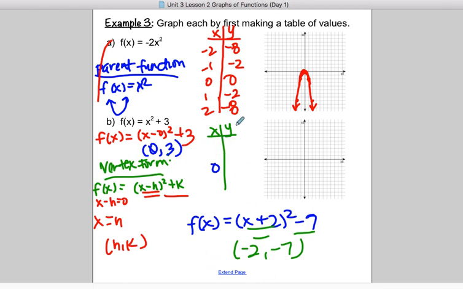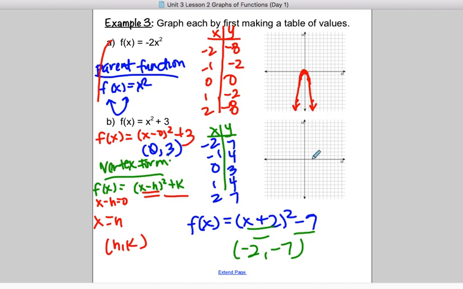So we're going to plug those in. Negative 2, negative 1, 1, 2. So if I plug in negative 2 squared is 4. 4 plus 3 is 7. Negative 1 squared is 1. 1 plus 3 is 4. Plug in 0, I get out 3. Plug in 1, I get out 4. Plug in 2, I get out 7.